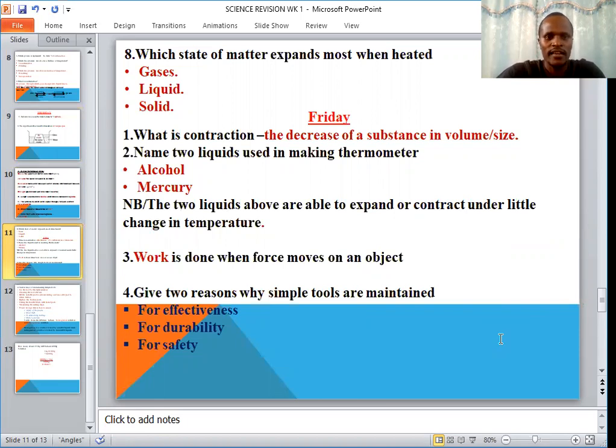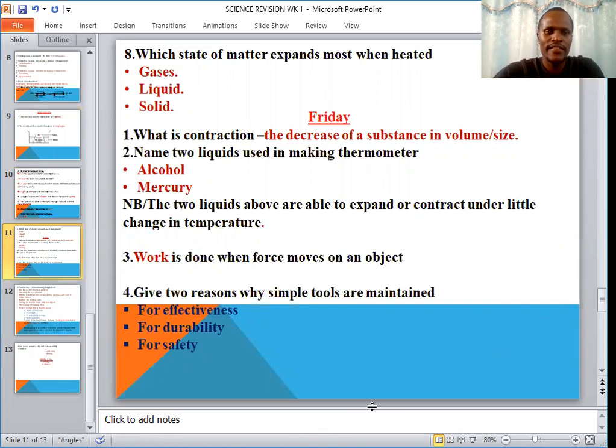Now, number 2, name 2 liquids that are used when making a thermometer. We only have 2 liquids here. We have alcohol and mercury. I know one may be asking why. I've said that the 2 liquids named above are able to expand or contract under little change in temperature. So alcohol and mercury are able to detect any little change. It means that when there's a little increase in temperature, they are able to expand. If there's a little change in temperature, maybe a reduction, they're able to contract.